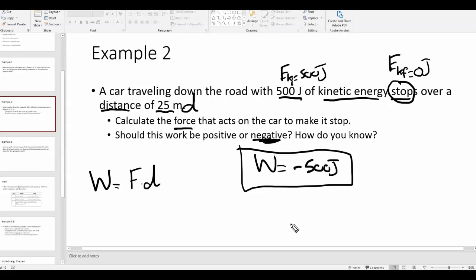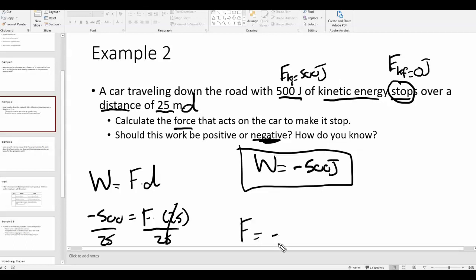And now that we have the work, we can calculate the force, because then we can do negative 500 equals F times D, which is 25. We can divide both sides by 25. We get F equals negative, the force is negative just because it's making it slow down, and that's going to be negative 20 newtons. Okay, so that is example 2. Pause there if you need to look at that some more.